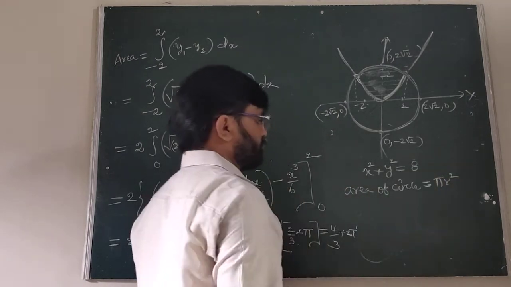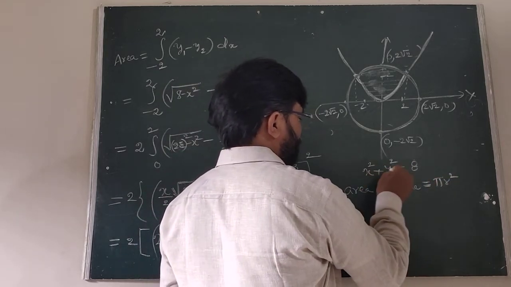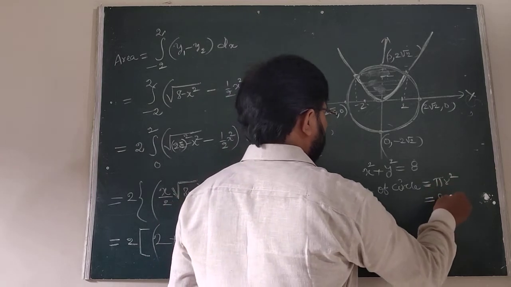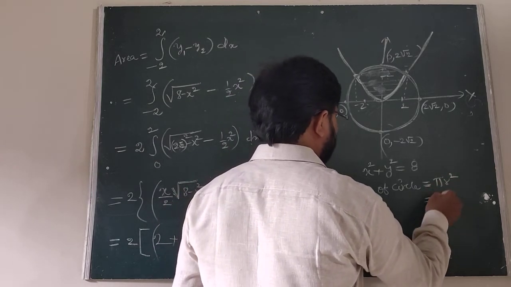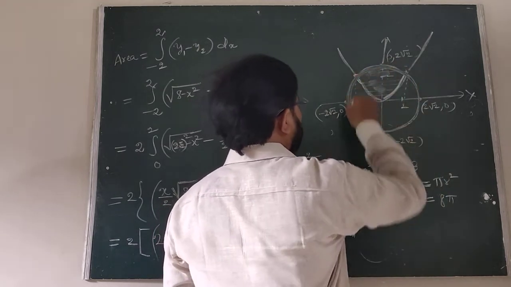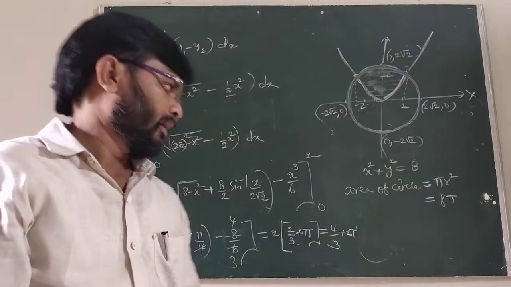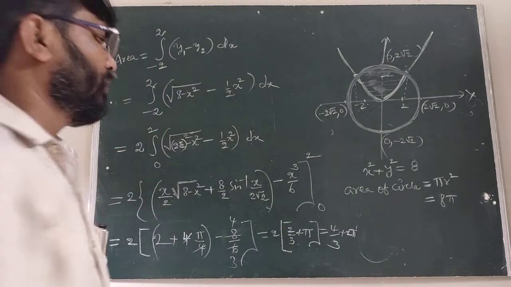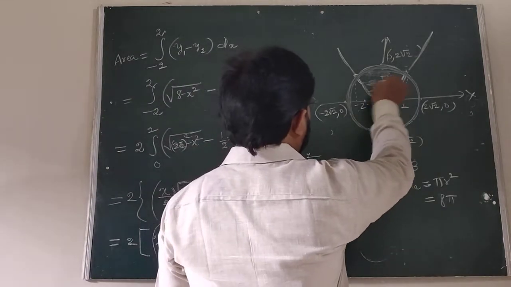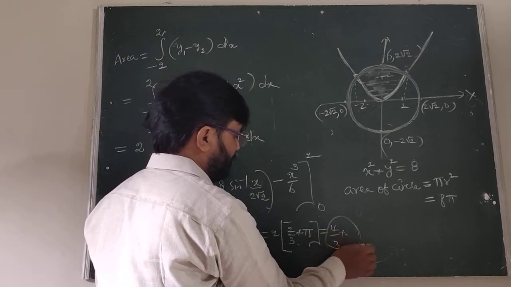R square is 8. You can write pi times r square, where r square is 8. The total area of the circle is 8 pi. This is the complete area, 8 pi. Now we find this part area. Just now we found that it is 4 by 3 plus 2 pi.